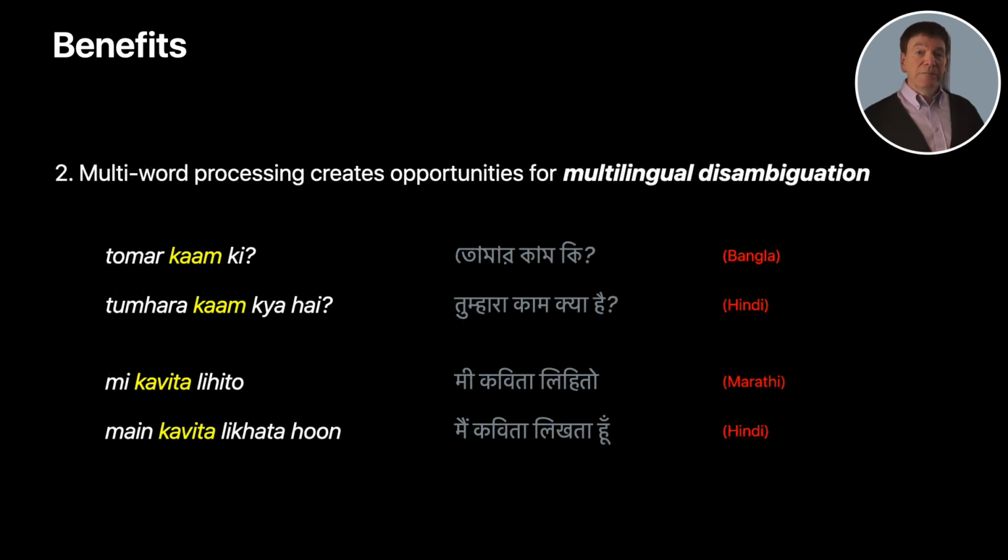In addition, keeping track of the sentence history is a natural solution to leverage a stronger internal language model. Here, the input character sequences in yellow occur in multiple languages, but by looking at a multi-word context, it is straightforward to transliterate to the correct language. So, multi-word processing creates opportunities for multilingual disambiguation as well. The question then is whether exploiting such opportunities is a viable approach to replace separate, language-specific transliteration keyboards.